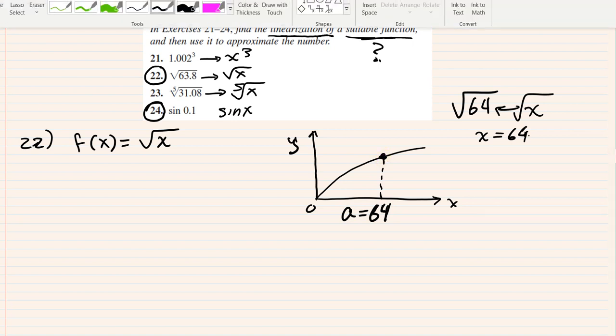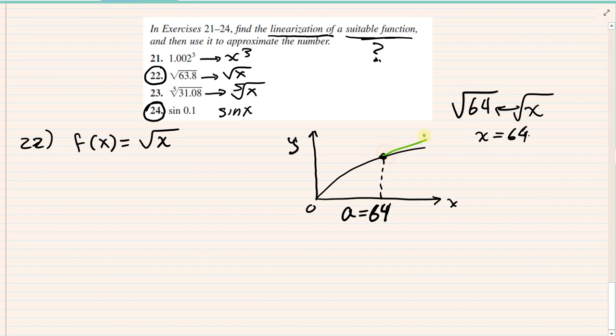So if I draw my tangent line now, there you go. That's what the tangent line looks like. Again, any approximation in the neighborhood of 64 using the green line, this is L of x, the linearization of the function, and this is f of x. It's going to give us a good approximation in the neighborhood of 64, but if I get too far from it, then of course the error grows much larger. So how are we going to do this?